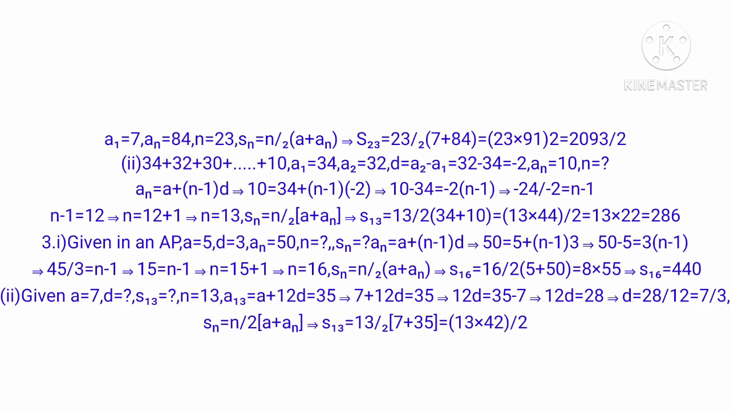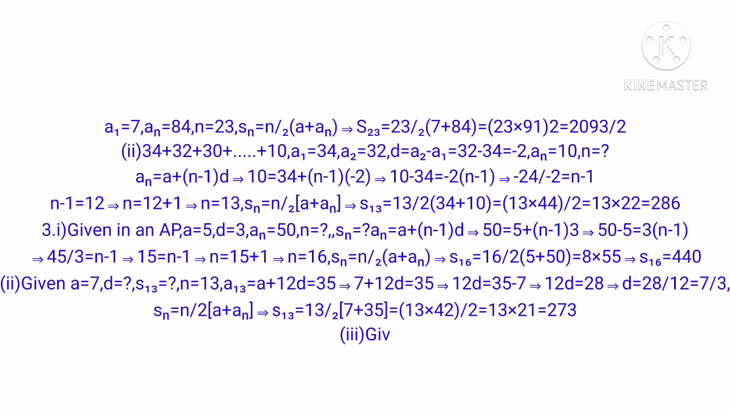Sn is equal to n by 2 into (a plus an), S13 is equal to 13 by 2 into (7 plus 35), that is equal to 13 into 42 by 2, is equal to 13 into 21, is equal to 273.